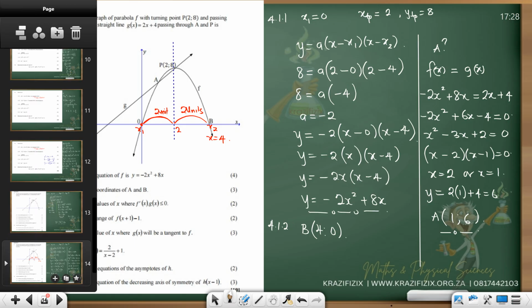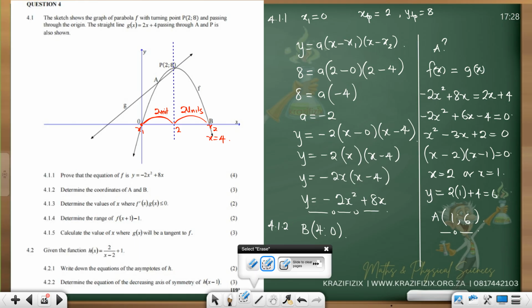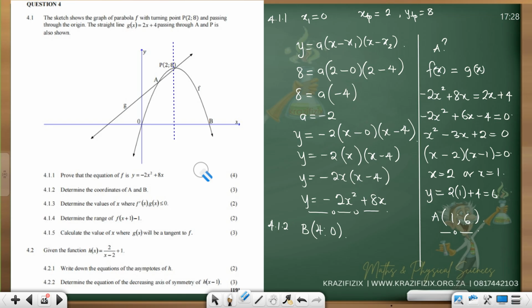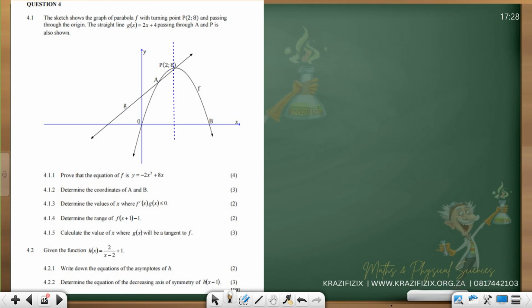4.1.3. All right, so this one requires your knowledge of calculus. And because you have done calculus, it's going to be quite easy. However, if you don't remember, I will remind you. So don't go and think calculus will only come in question 8. No. It says f prime of x multiplied by g of x. Remember what this means. This talks about gradient. So we are saying m multiplied by g of x is less than or equal to 0.